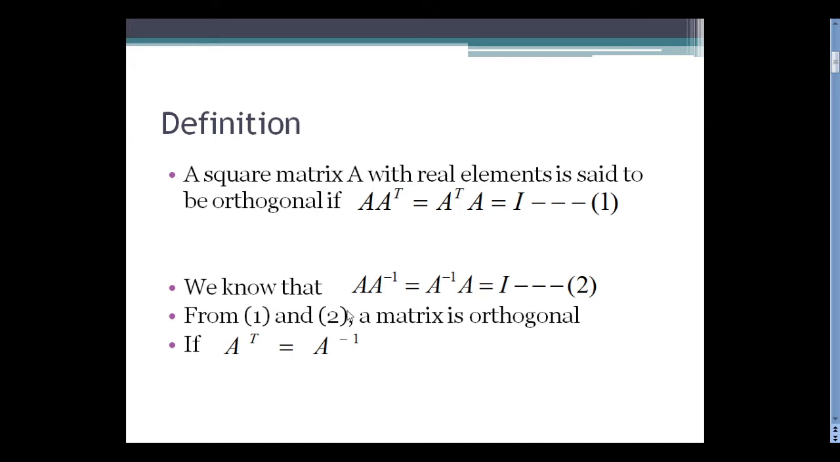Then we know that A into A inverse, which is equal to A inverse into A, which is equal to I. So this you take it as second equation. Now comparing first equation and second equation, we get A transpose is equal to A inverse. That is the thing we want to prove for a matrix to be orthogonal.